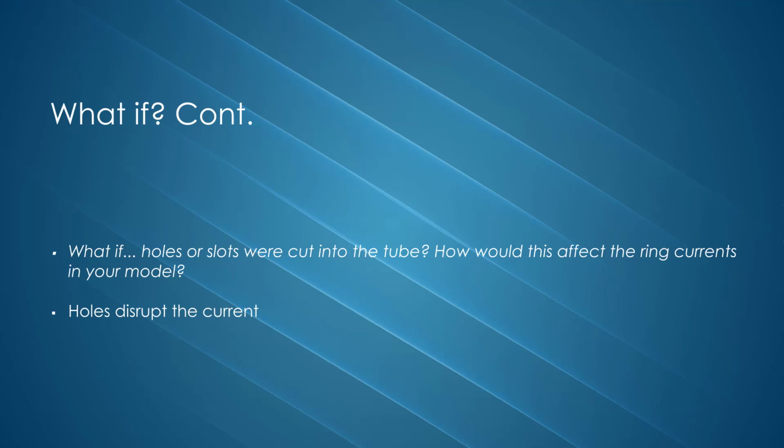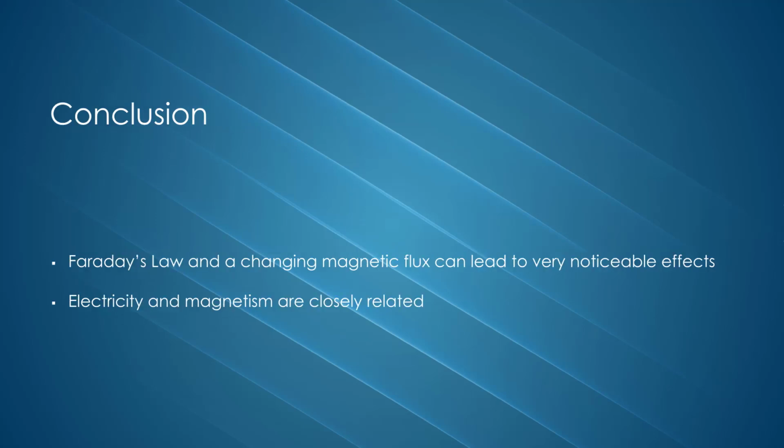What if we cut holes into the side of our tube? Well, those would disrupt the current, which would decrease the magnetic force. In conclusion, we have found that Faraday's law and the changing magnetic flux can lead to very noticeable effects, and that electricity and magnetism are closely related.